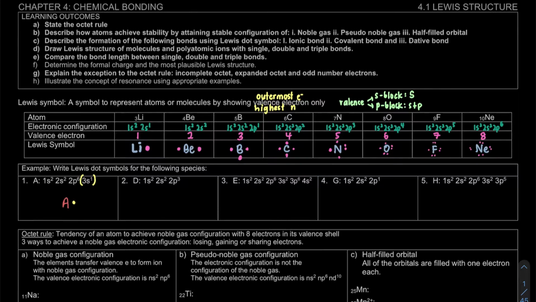Next is atom D. Again, before anything, check the electronic configuration and determine the valence electrons from the highest n. The highest n is n equals 2. The last we fill is the p orbital, so for the valence we have to add S with P. So from here we include 2 and 3, which means we have 5 valence electrons. Again, the symbol, then we draw the electrons.